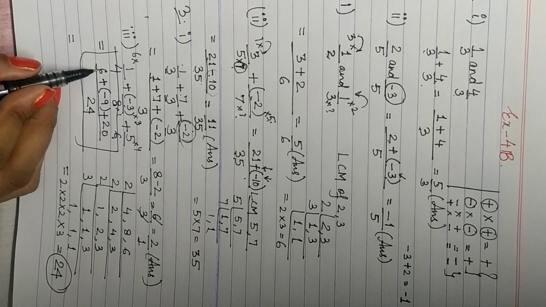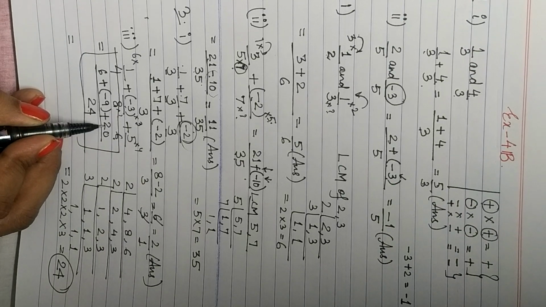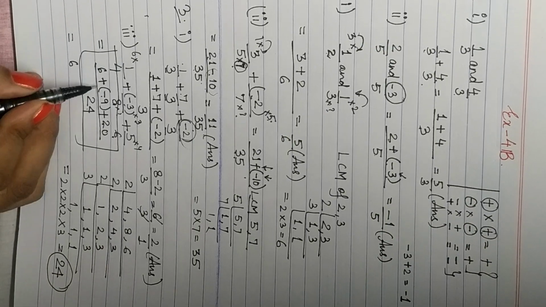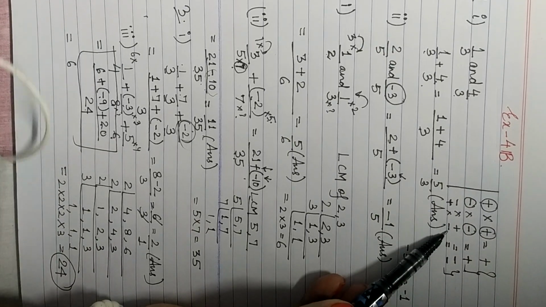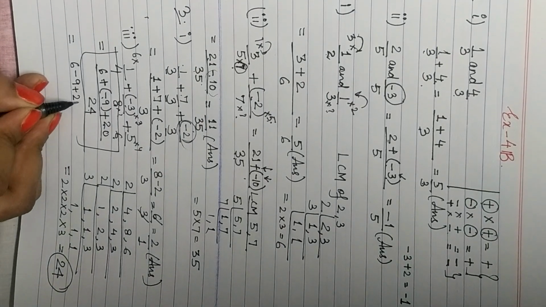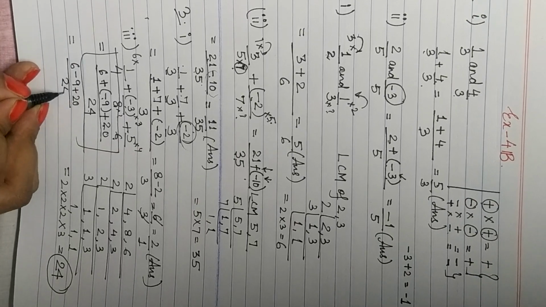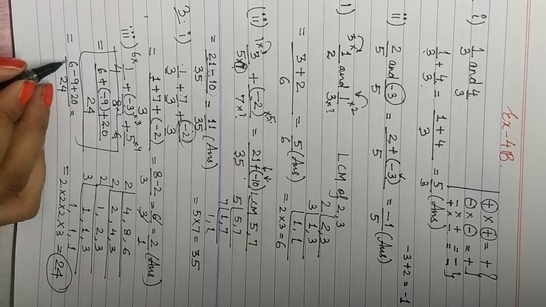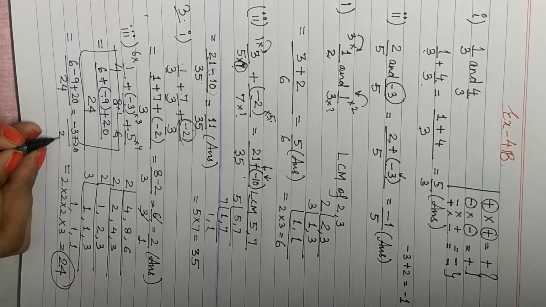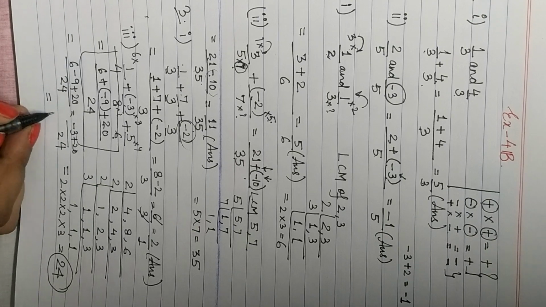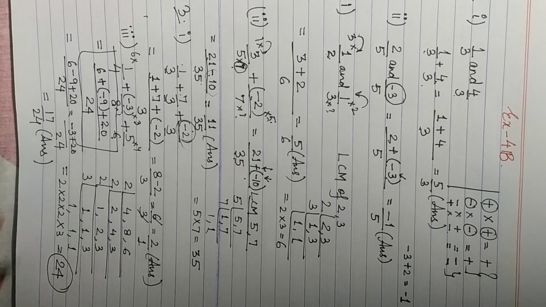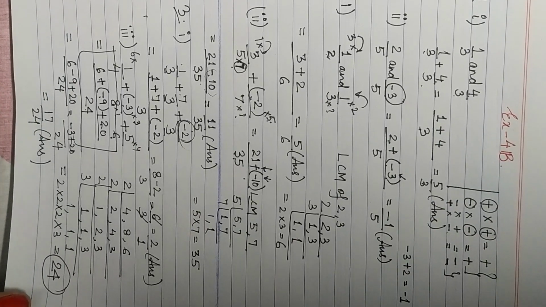Then 6 plus 20 is 26. 26 minus 9, either you do it that way, or 6 minus 9. Now we have 6 plus into minus as discussed here. Plus into minus is minus. So 6 minus 9 plus 20 upon 24. That is 6 minus 9 is minus 3 plus 20 upon 24. Answer is 17 upon 24. 17 upon 24 is the answer.